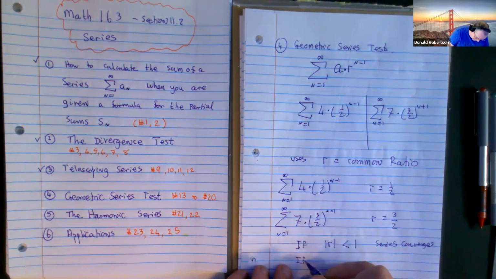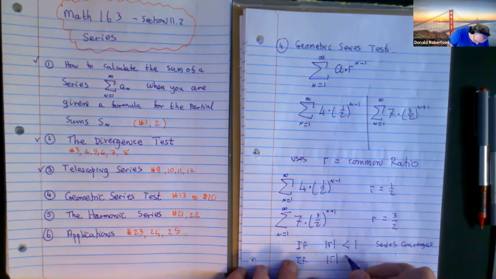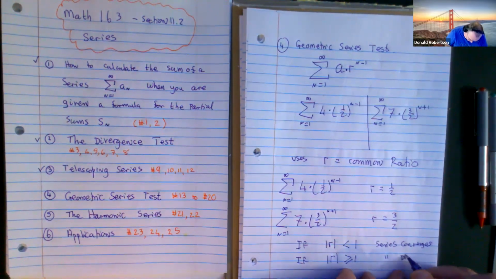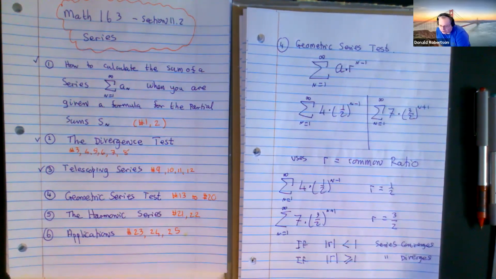And if the absolute value of R is greater than or equal to 1, the series diverges. Now that makes this a very powerful test, because if you're a geometric series, aren't you guaranteed to converge or diverge, right? Because isn't your R value going to be one of these two? It's either going to be less than 1.